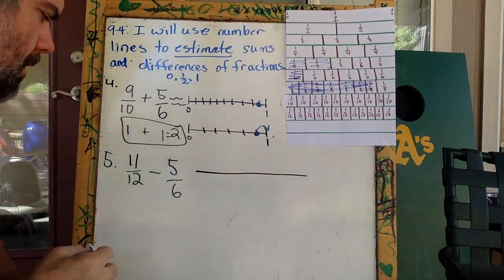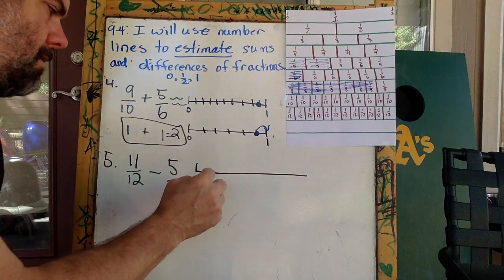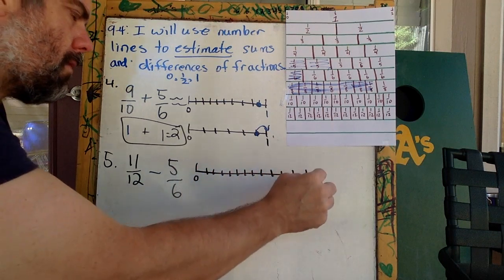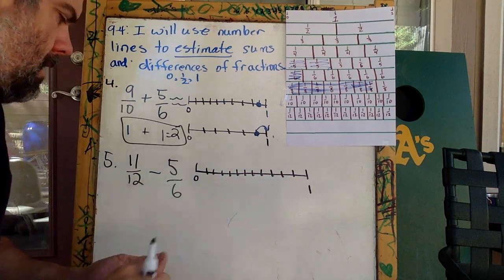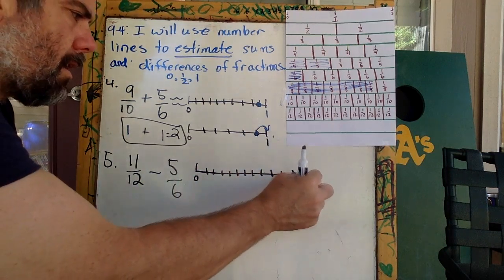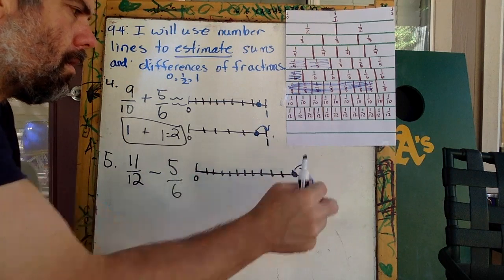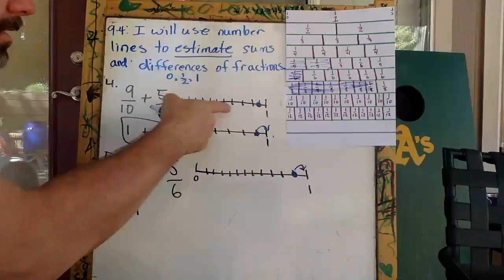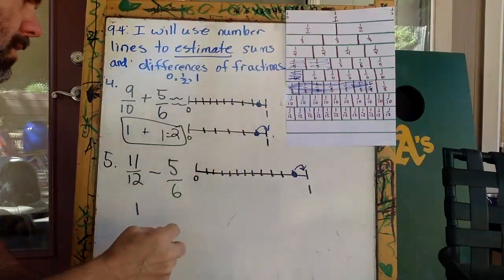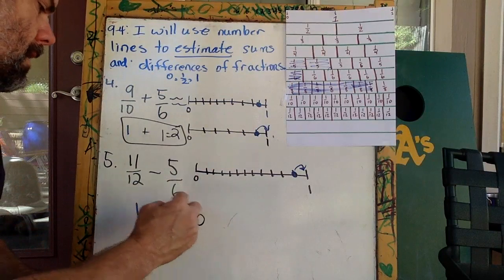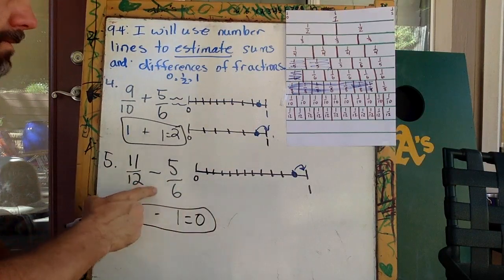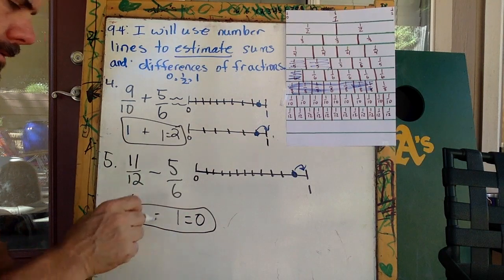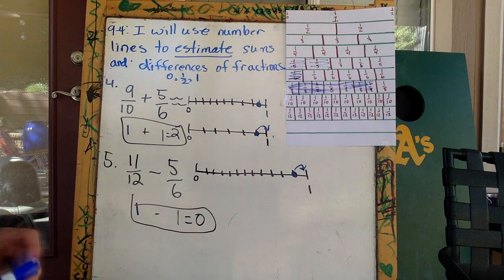This one, I need a longer number line because I need to draw twelfths here. So here's 0, 1, 2, 3, 4, 5, 6, 7, 8, 9, 10, 11, 12. It's 1. Obviously, 11 of those is right here. That's closer to 1 whole. So that's 1. 5/6 is up here. We already know that one. Do we have to draw it again? No, because it's 1. Well, 1 minus 1 equals 0. 11/12 minus 5/6 is going to be about 0. The actual answer is going to be a very small fraction, though, if you actually work it out.